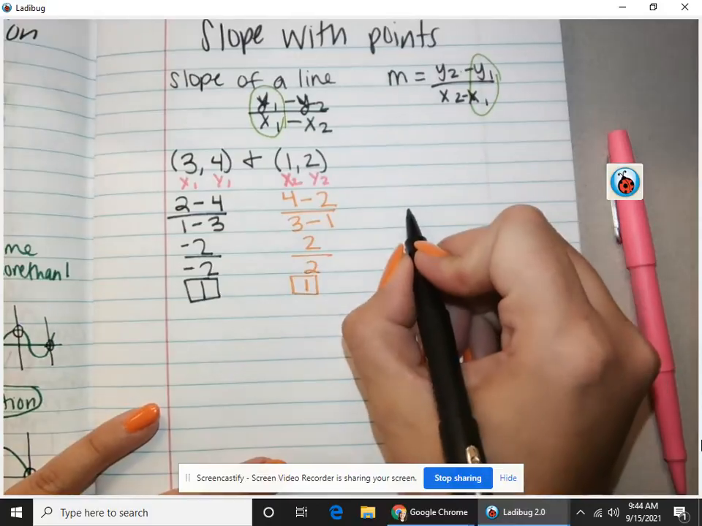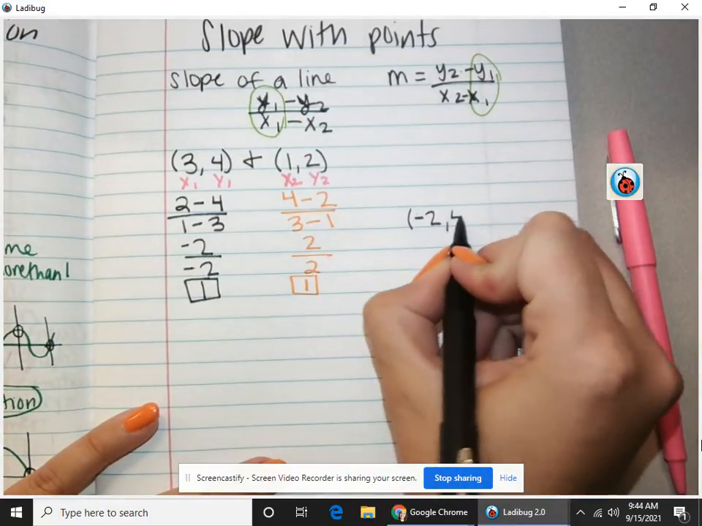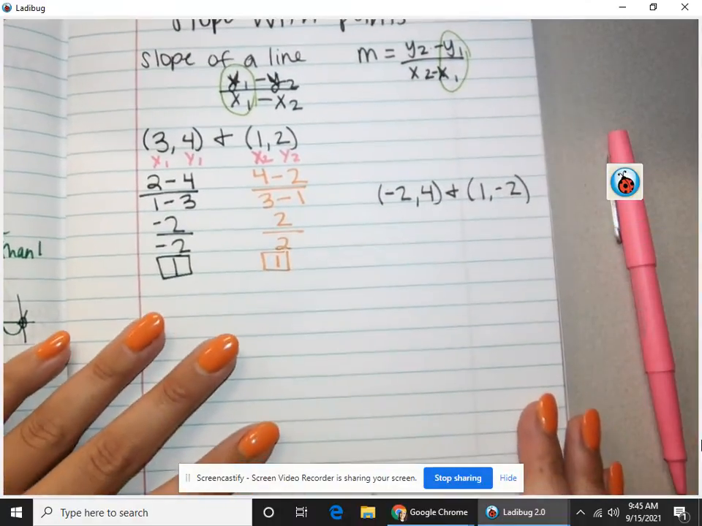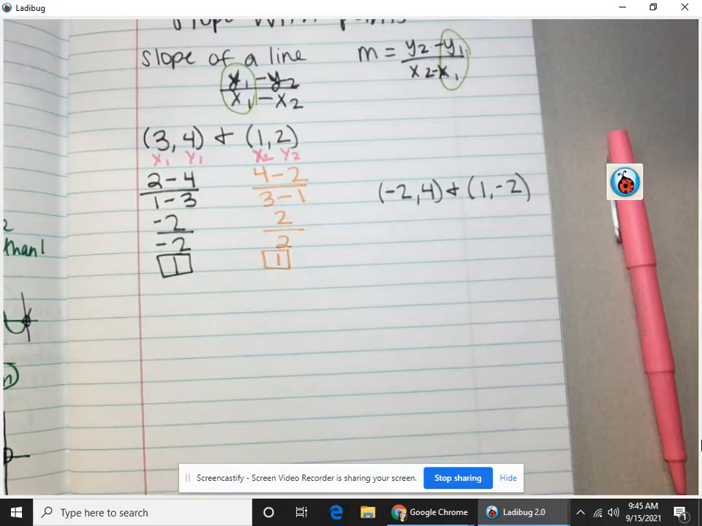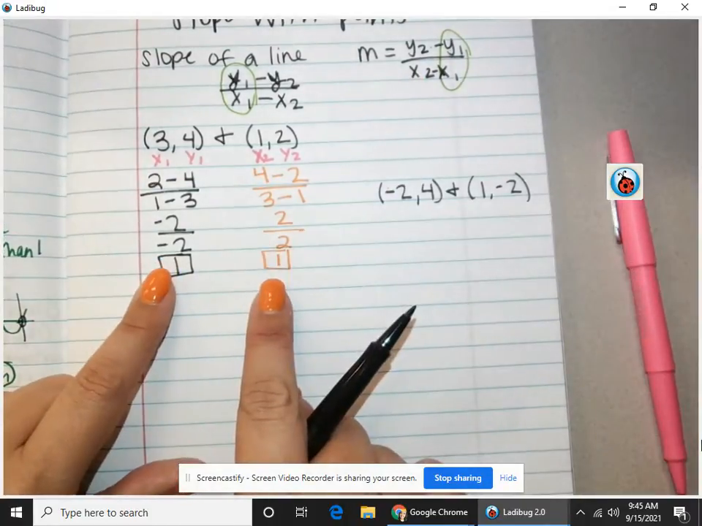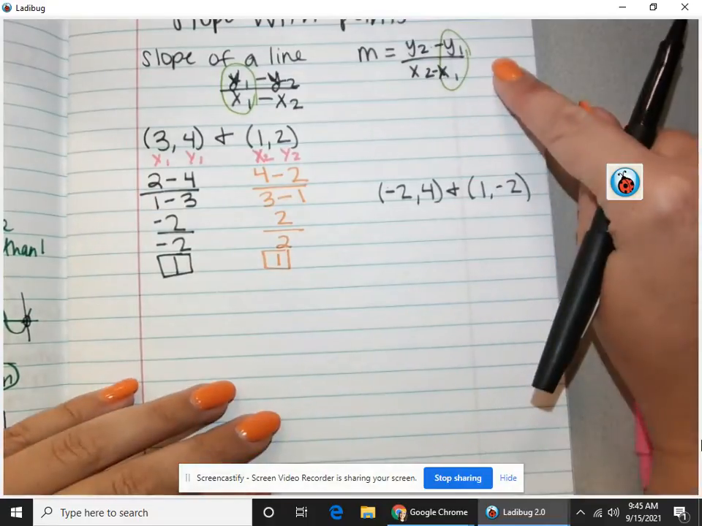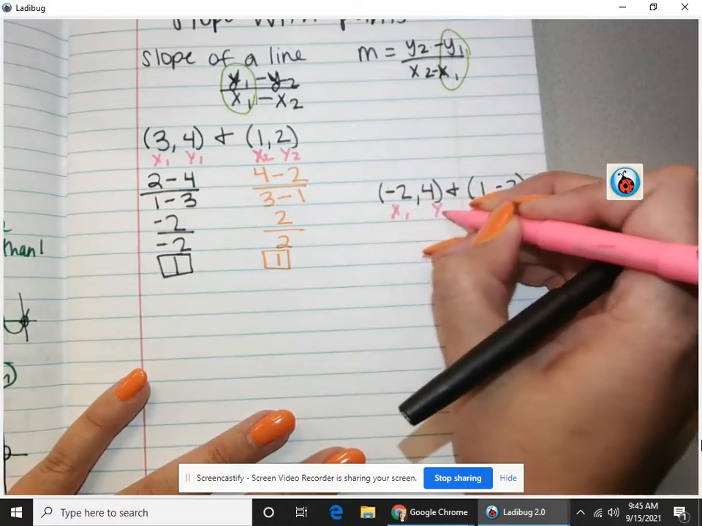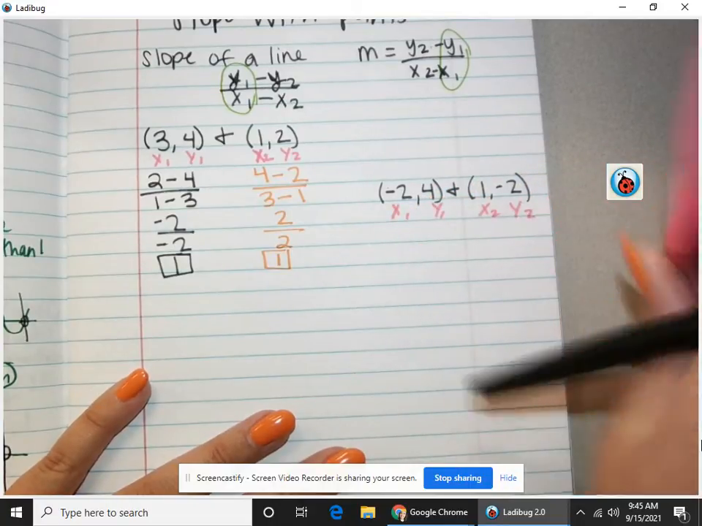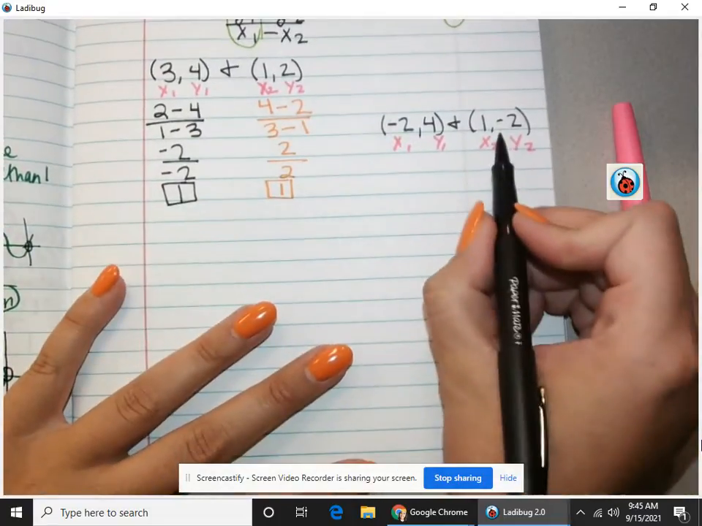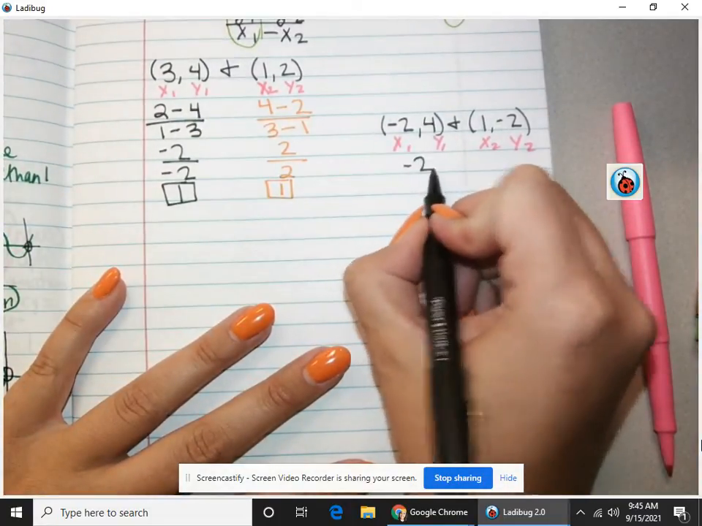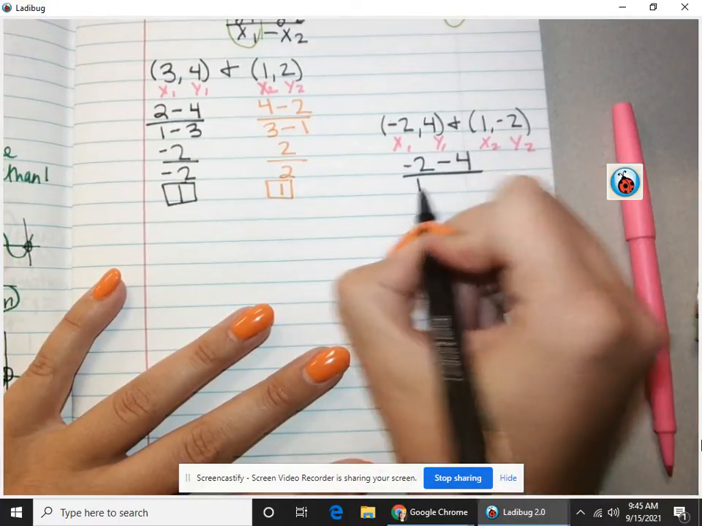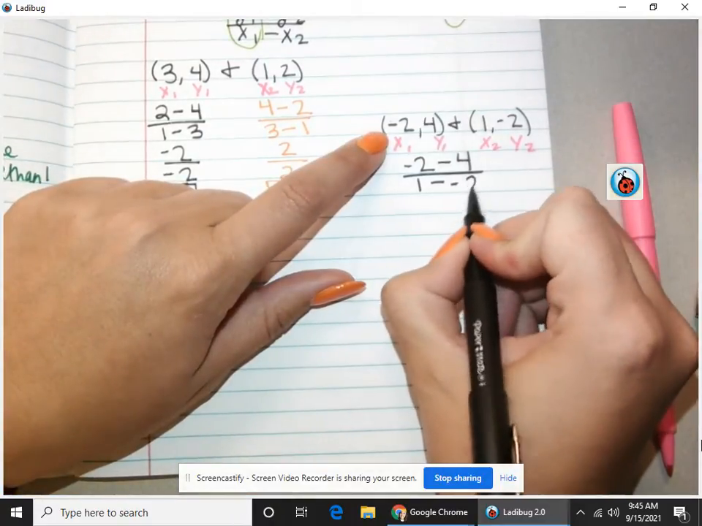If I've got negative 2, 4, and 1, negative 2. Okay, I'm just going to do it the normal way. This is just to prove to you that either way is going to work. I'm going to do it with y2 minus y1 over x2 minus x1. So I've got y2, negative 2, minus y1, which is 4, over x2, which is 1. And I've got minus a negative 2.